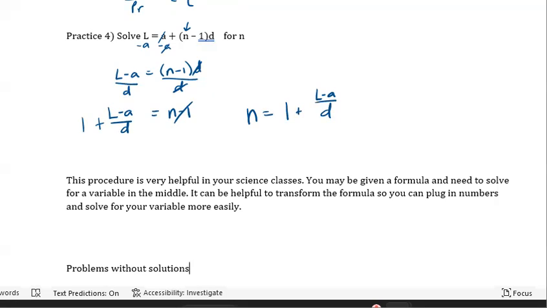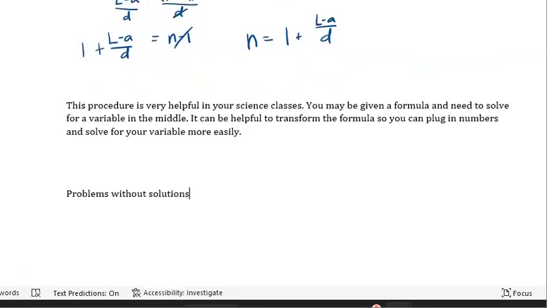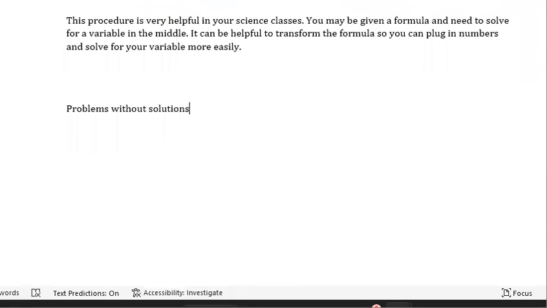So again, this procedure is very helpful in your science classes. You might be given a formula, need to solve for a variable in the middle, and it can be helpful to transform that formula so you can just plug in numbers and solve for your variable more easily. Again, most of the time, that's going to be when you have to use it over and over again for different numbers. So the last thing I want to talk about is problems without solutions.